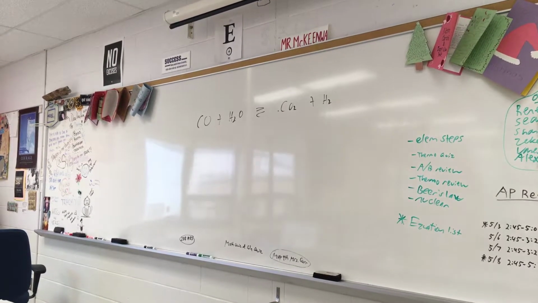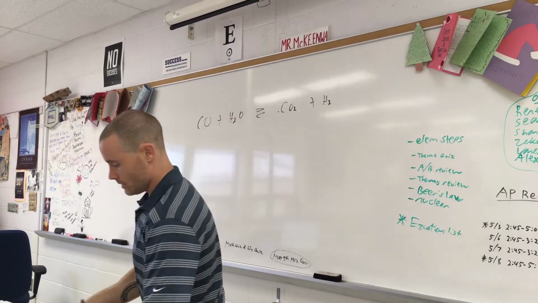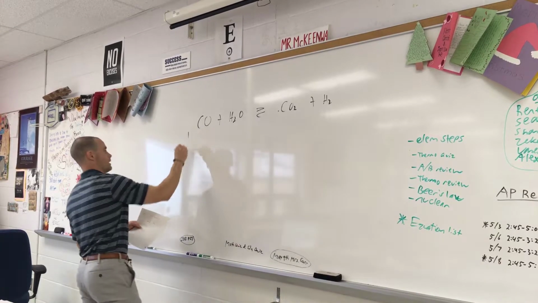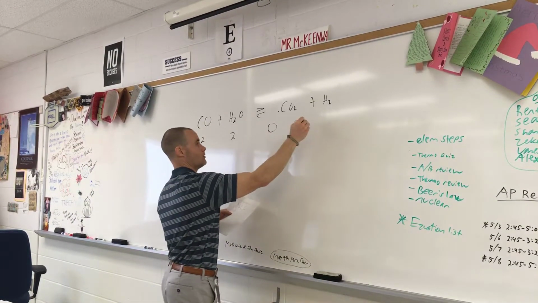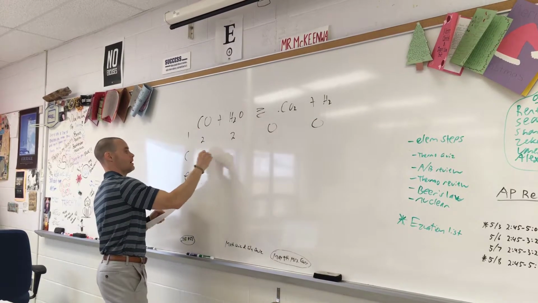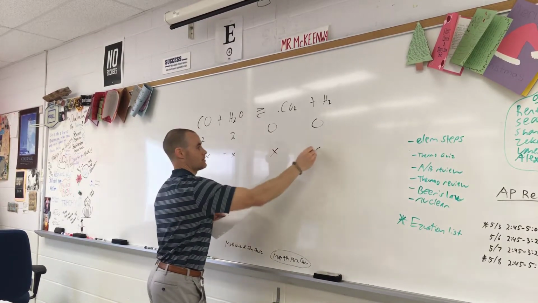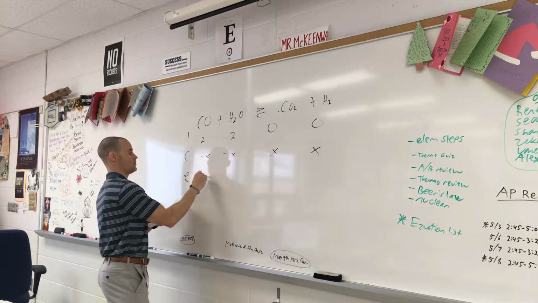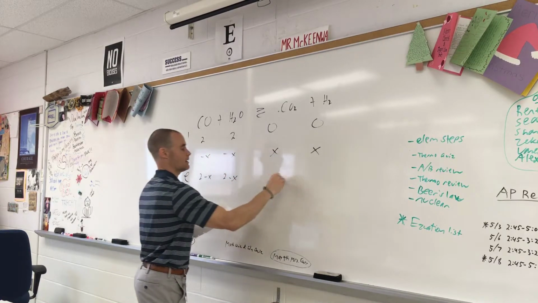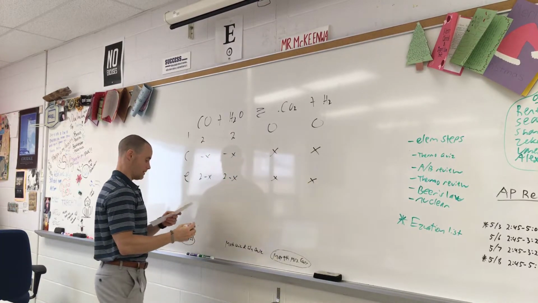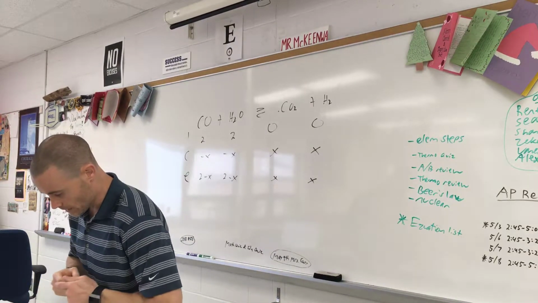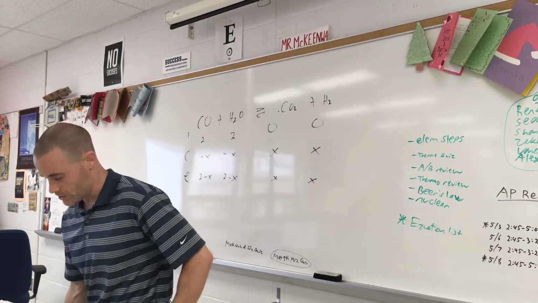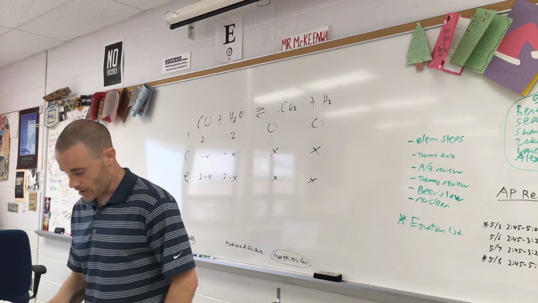All right, so here's what I have. I have an ICE table: I, C, E. 2, 2, 0, oops, 0, a little off center there. Minus x, x, x, 2 minus x, 2 minus x, x, x. And that's all I wrote. Why did I write that? All right, it's a 2 mole sample in 1 liter, so I have 2 moles of each.